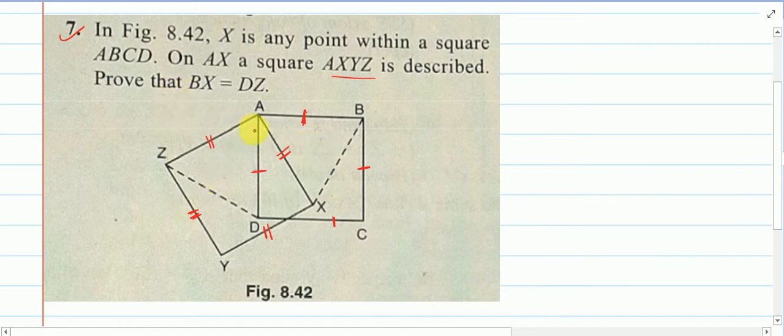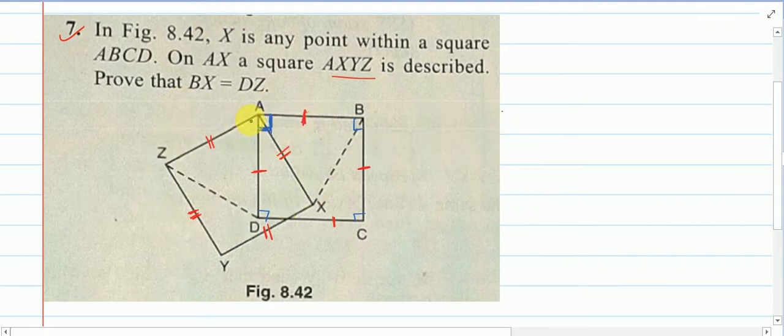And one more thing over here, since ABCD is a square, these angles are going to be 90. So here this will be 90. Now the same goes for this square also.